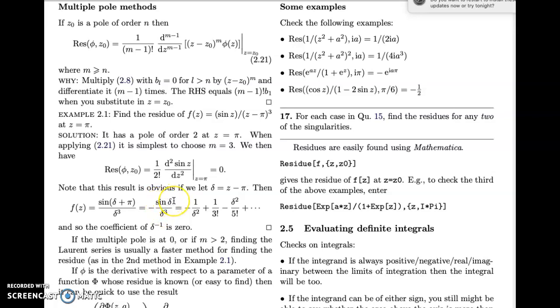Taylor expansion of sine delta gives you delta minus delta cubed over 3 factorial, etc. And then we divide by delta cubed, and you see that there's no 1 over delta term. So that means the residue is 0.